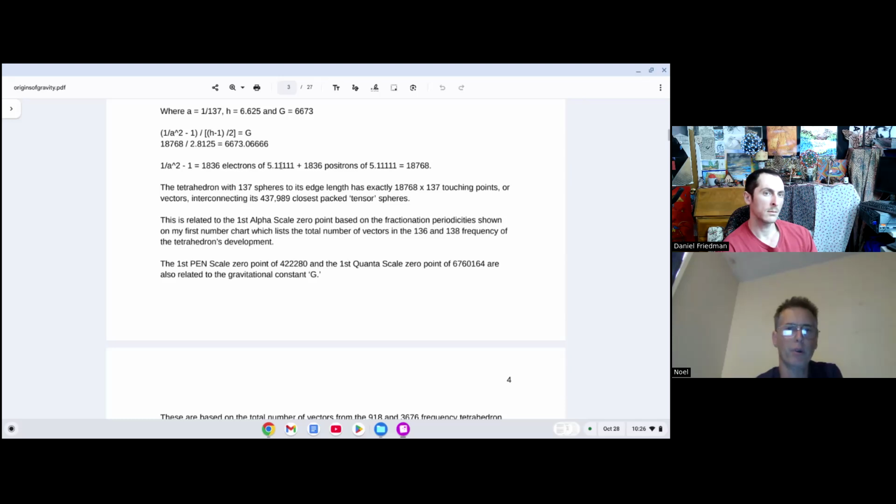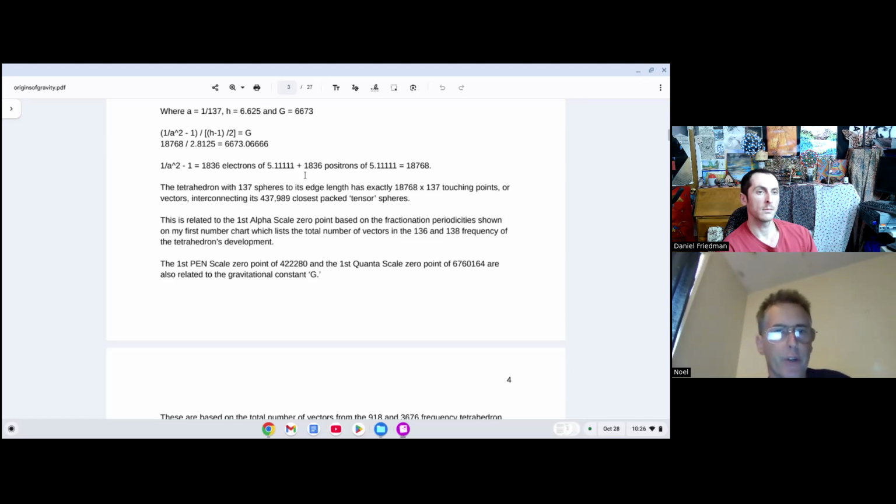Now, 1/α² minus 1 is equal to 18,768, which is equal to 1836 electrons of 5.11, plus 1836 electrons. We'll remember the 1 to 1836 ratio. And this is all based on the total number of vectors that are in that tetrahedron that I showed you, which gets to that 137, or 136, 137, 138 frequency measure.